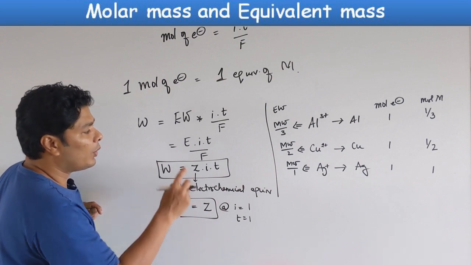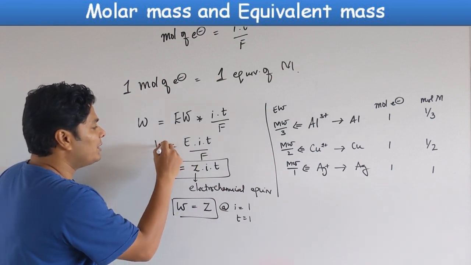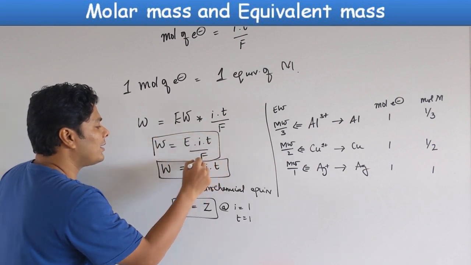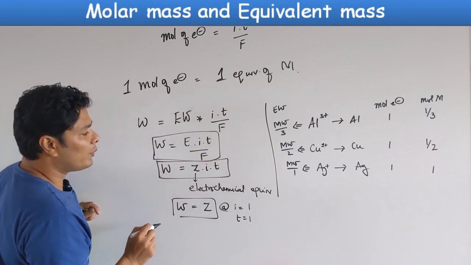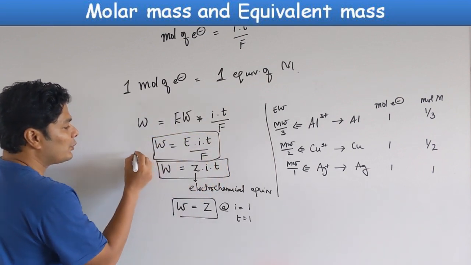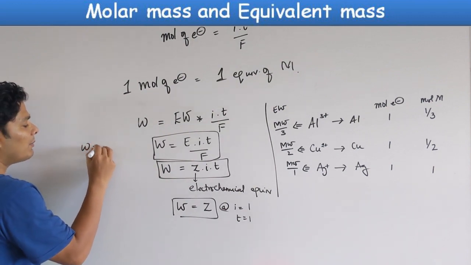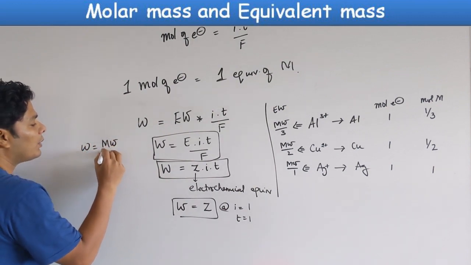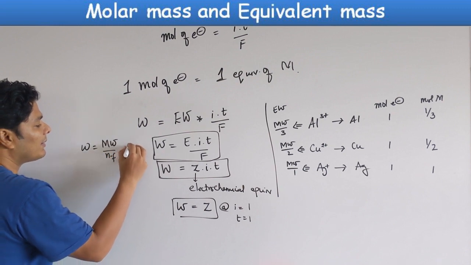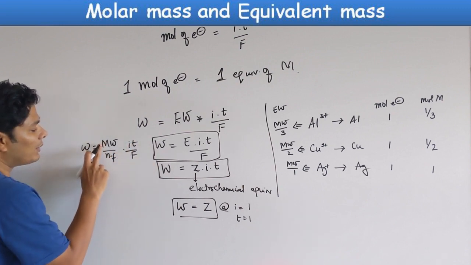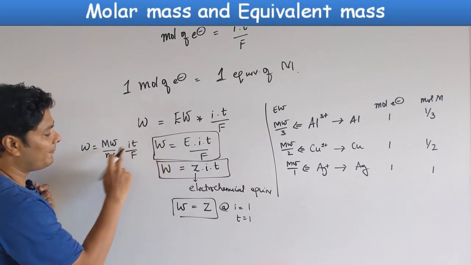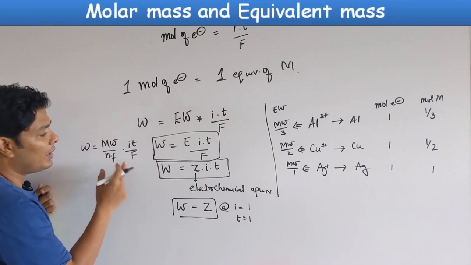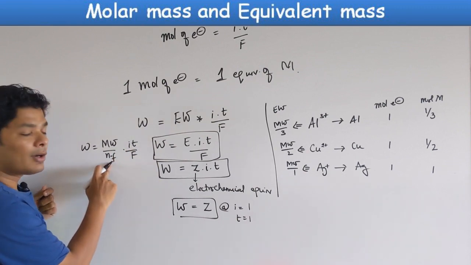Now, it has come in NEET a few times. What you want to do is, you always want to make sure that you remember this formula. It's a lot easier. Equivalent weight. I can expand this formula also to write W equals molecular weight divided by N factor times IT over F. Molecular weight divided by N factor will give you equivalent weight times IT over F. Now that you have seen equivalent weight, it's a lot easier.